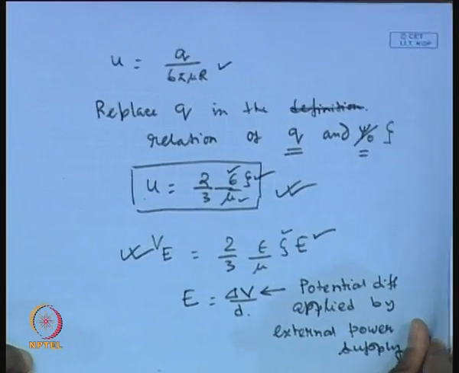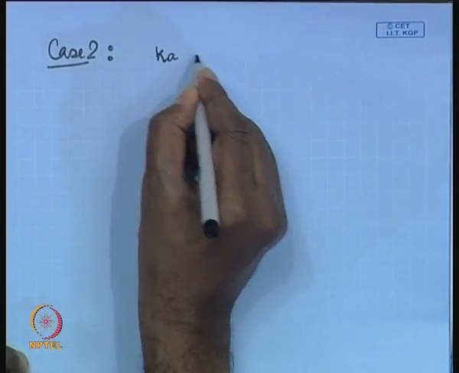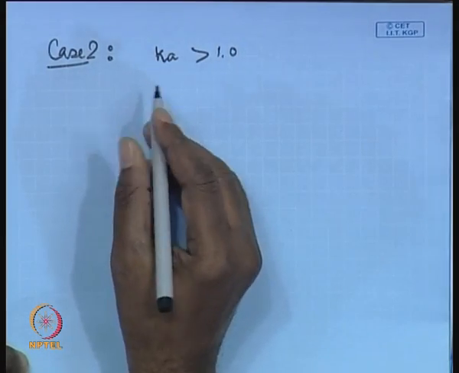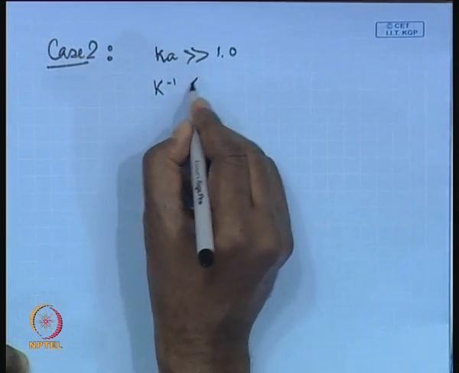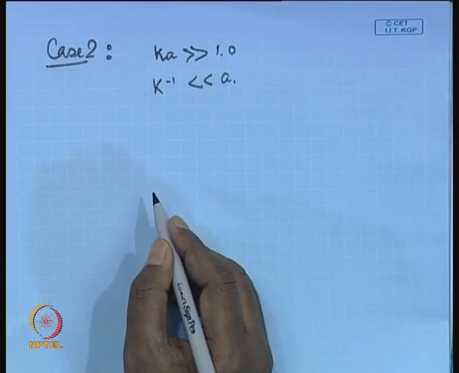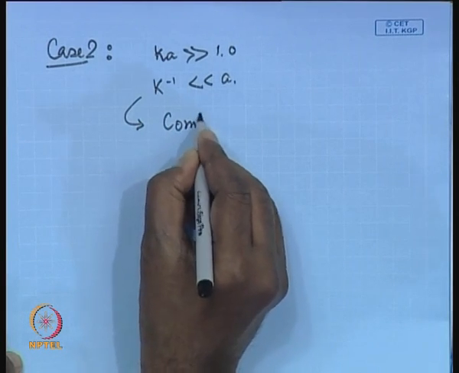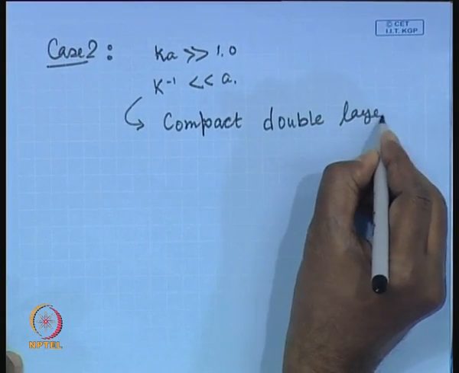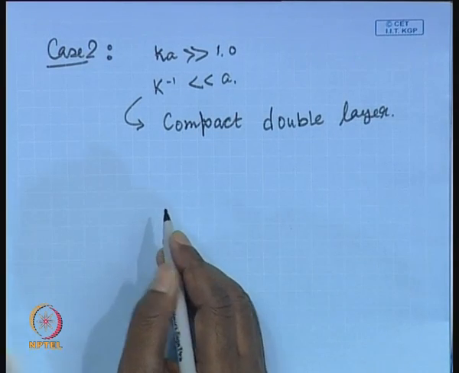Now, let us look into the other asymptote, case number 2, where kappa A is much greater than 1. In this case, kappa inverse is much less than A. So, we are talking about an electric double layer which is very thin. It is known as the compact double layer, and in this case the curvature effect of the particle will be lost.